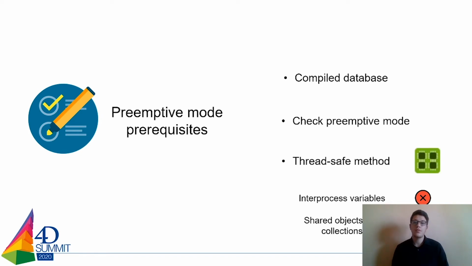Just a reminder here, if you want to know if a command is thread safe or not, you just gotta check the documentation of this command. If you find this specific icon, then that means that this command is actually thread safe and we can use it in preemptive modes. And if not, that means that we cannot use this command in preemptive methods that we want to execute in preemptive processes.